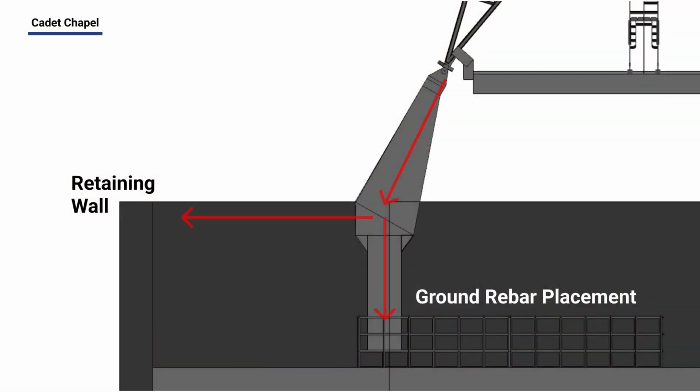An important point to note here is that when we consider the diagonal loads in terms of vertical and horizontal components, the vertical forces are transferred through the RCC pier into the rebar placement, while the horizontal forces are transmitted through the ground to the retaining walls we constructed earlier.